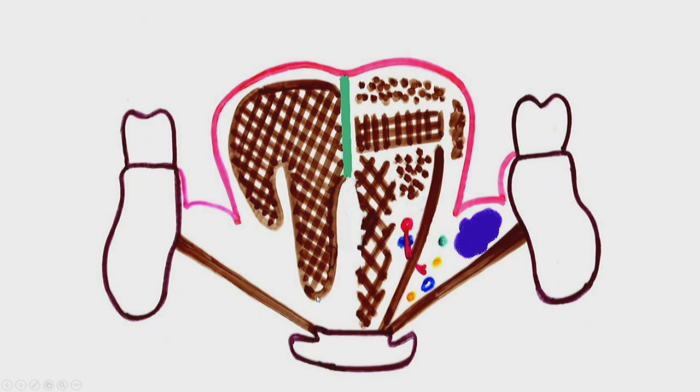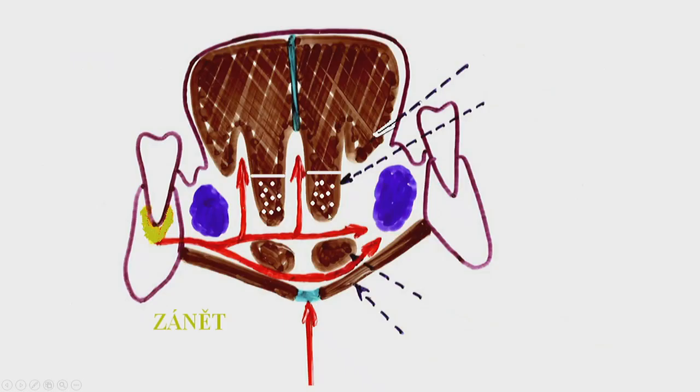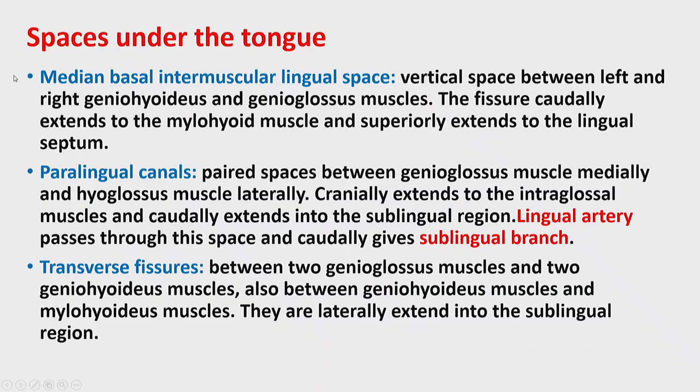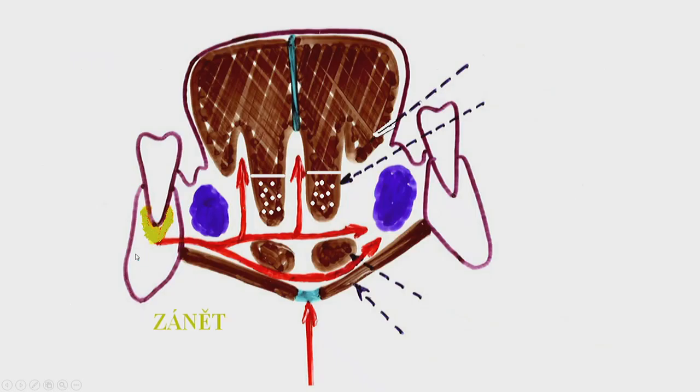And another space also is between, for example, here is geniohyoid, genioglossus, yes? And those spaces, they are median, basal, paralingual, and transverse fissure. But for you, it's important to know that some spaces exist between these muscles. Because if it's a muscle or bone, it is stopping the spread of infection, yes? But if it is a space, loose connective tissue, the pus is going wherever, yes?